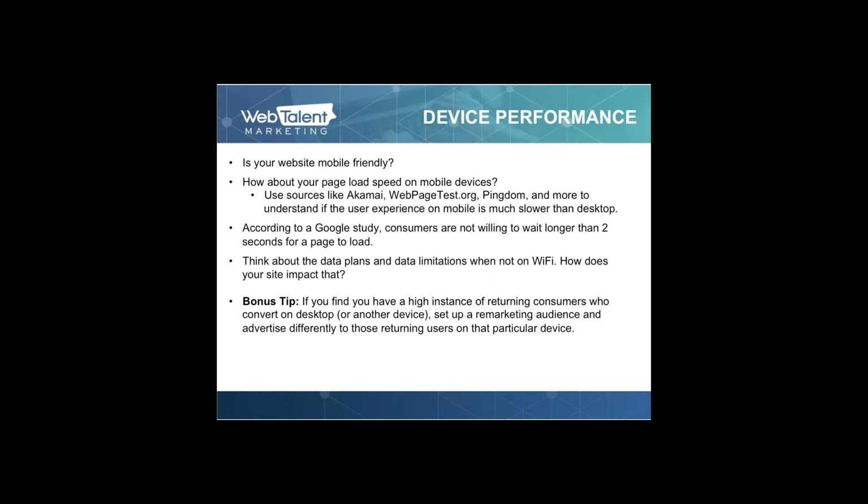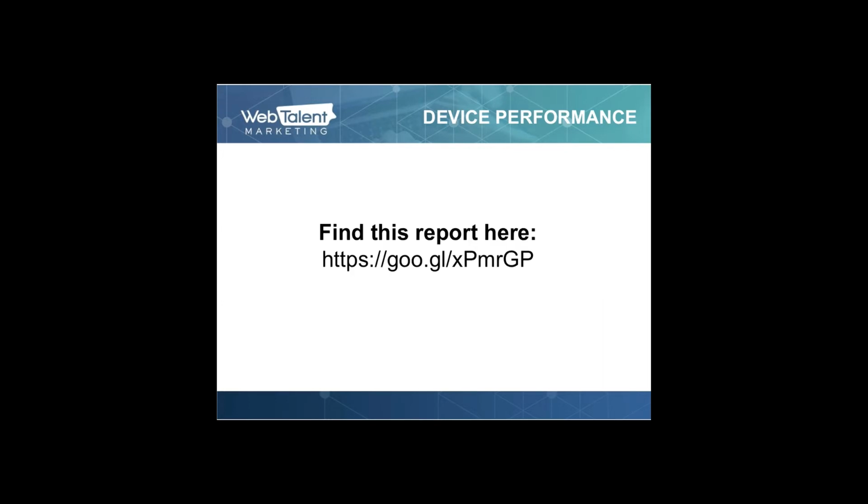A little pro tip that I put at the bottom: if you have a high instance of returning users who convert on desktop, set up a remarketing audience for the people who are not converting on desktop. That could be somebody that was a new visitor on mobile. When they return to you, let's say via mobile, set up a remarketing audience. Again, these are just ways that you can get smarter with your advertising so you can send a more tailored message. Then again, here is how you find this particular report template.